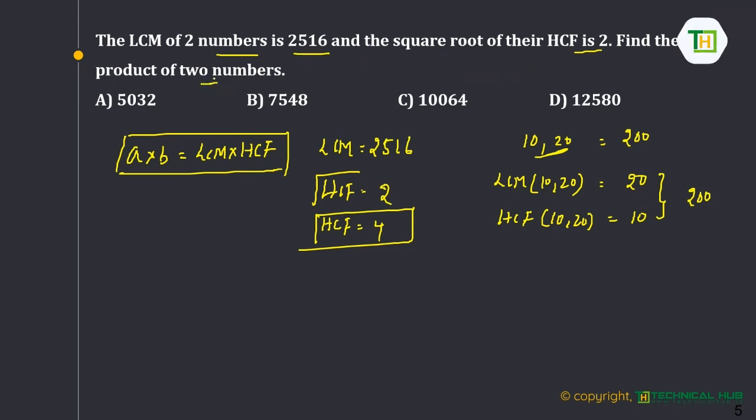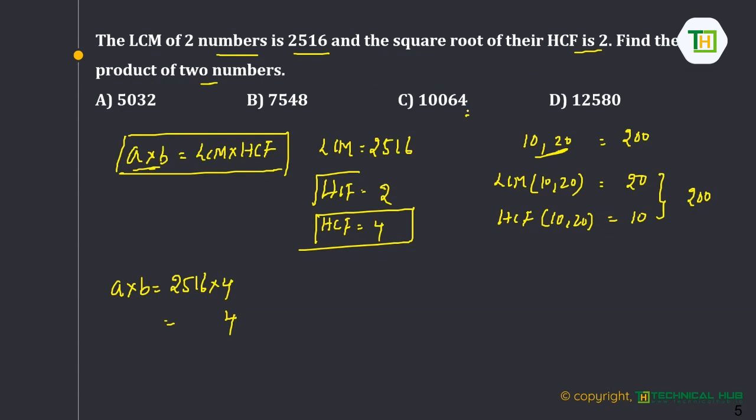Then they are asking what is the product of the two numbers. Just substitute these two values in this formula and you will get the product. So A into B is equal to 2516 into 4. 4 into 6 is equal to 24. Check the options. The unit digit satisfies only one option here, so we need not multiply 2516 into 4. I don't want the exact value.